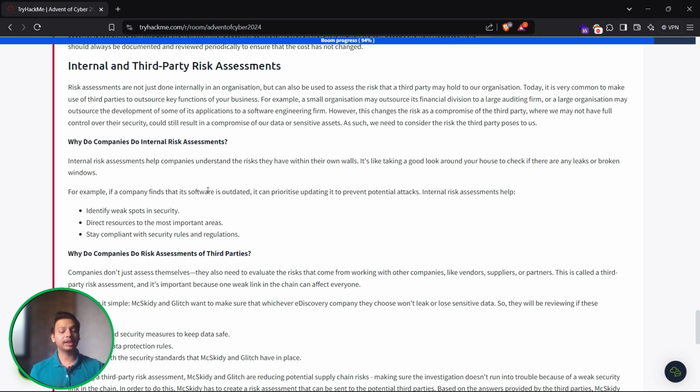Similarly, however, this changes the risk, as it is compromised by the third party, where we may not have full control over their security. It could result in a compromise of our data or sensitive assets. Thus we need to consider the risk that a third party poses to us.